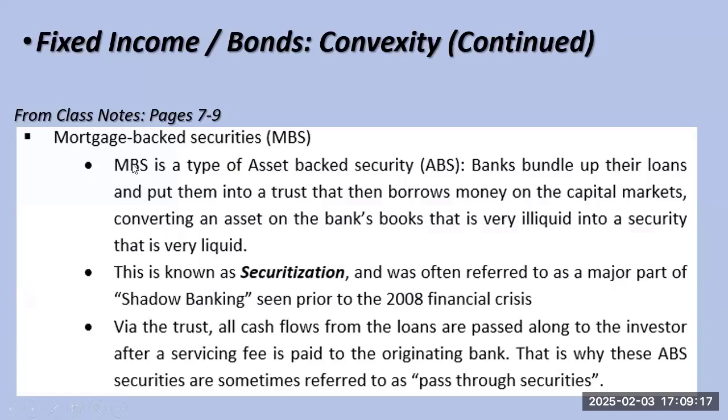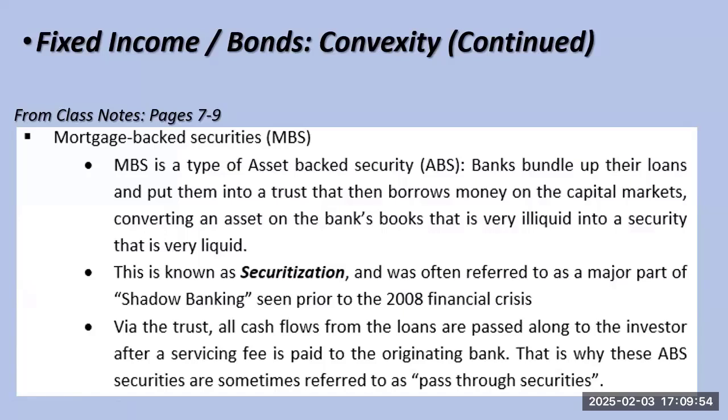All right. So a mortgage-backed security is an asset-backed security, ABS. So asset-backed securities are mortgages, auto loans, credit cards. And banks bundle up all their loans, put them into a trust. That trust then borrows money on the capital markets. And they pay back that loan by simply passing through whatever the retail borrower pays back. Which means with asset-backed securities, when people prepay their debt, they get that cash early.